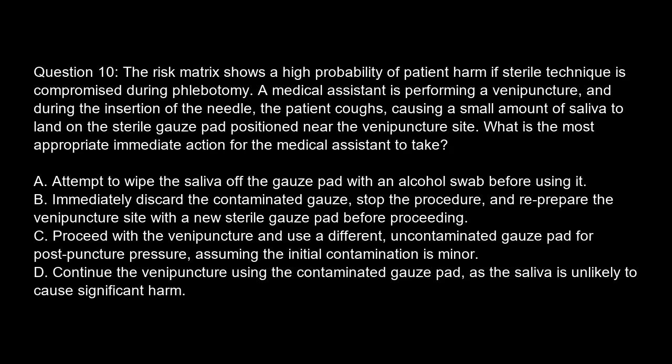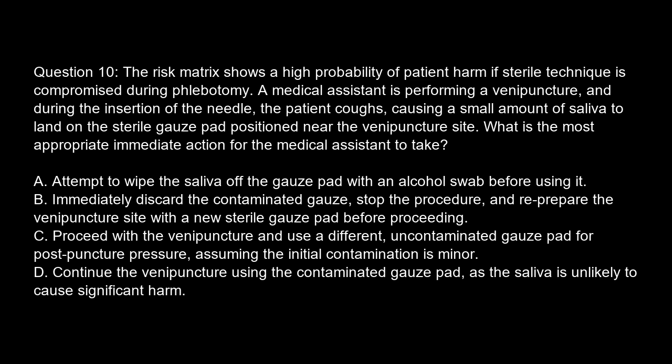Question 10. The risk matrix shows a high probability of patient harm if sterile technique is compromised during phlebotomy. A medical assistant is performing a venipuncture, and during the insertion of the needle, the patient coughs, causing a small amount of saliva to land on the sterile gauze pad positioned near the venipuncture site. What is the most appropriate immediate action for the medical assistant to take?